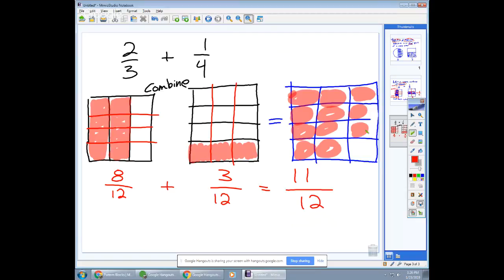So this model of what a fraction means and what addition means shows us why we have to have a common denominator. We have to have a common denominator.